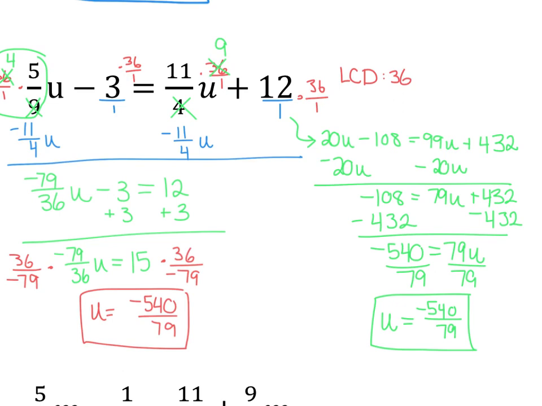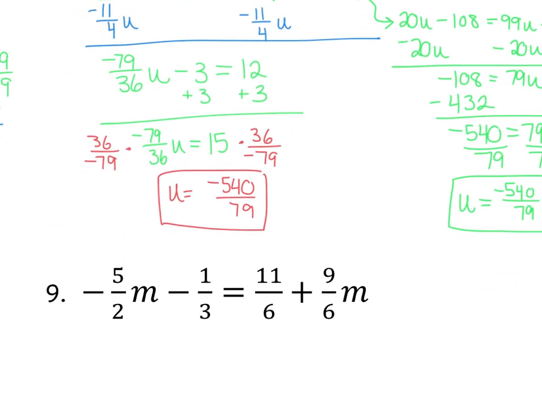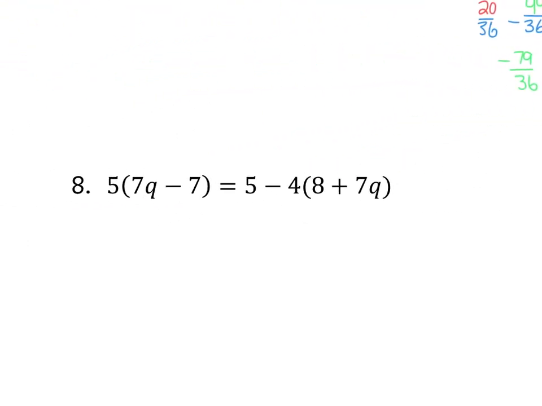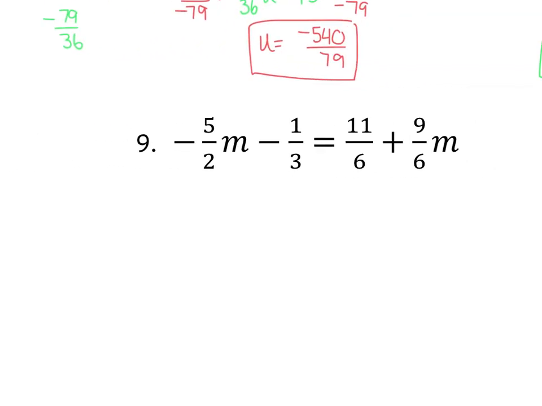For the last two problems, I do want you to pause the video, try them on your own. Number 8 is a double distribution. I will tell you to be careful here because many times kids don't follow the order of operations and they want to write that that's 1 times the quantity 8 plus 7q. It is not, right? You're going to have to distribute first, so make sure you do that. Distribute here.